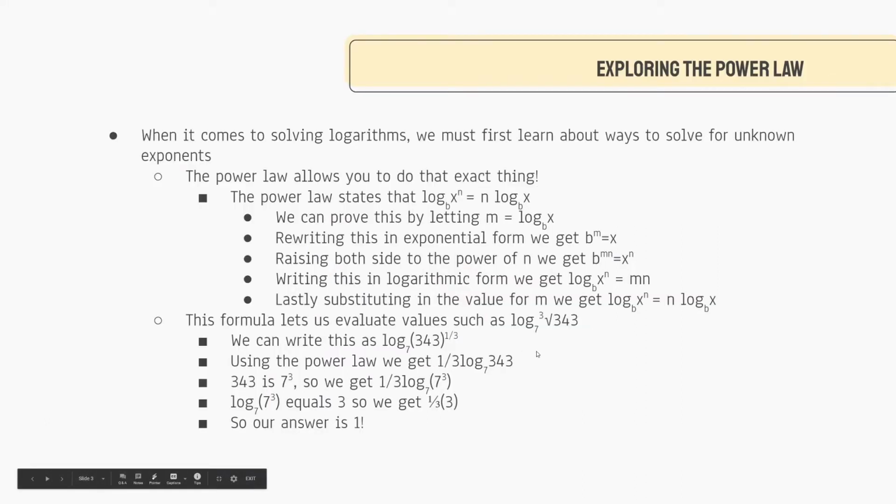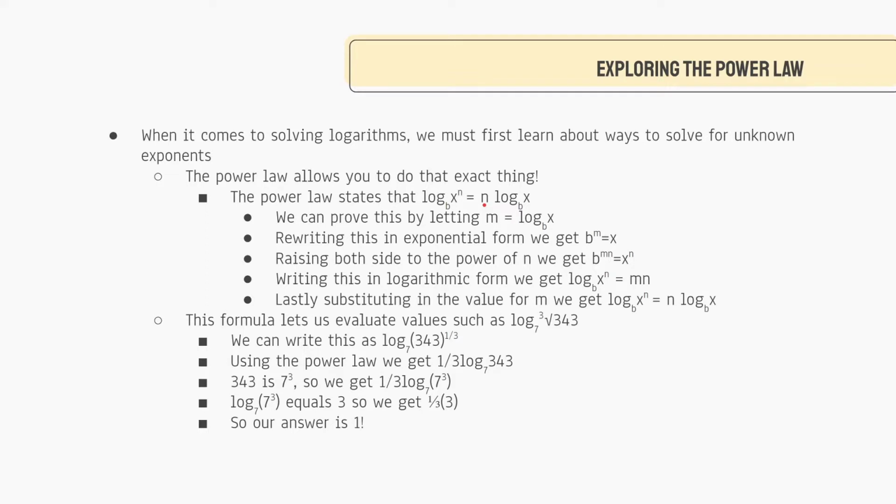Exploring the power law. So when it comes to solving logarithms, we must learn a way to solve for unknown exponents. So the power law allows you to do this exact thing. This is what the power law looks like. It is saying that log of x to the base b, when it has an exponent of n, can be rewritten as n times log of x to the base b. So we just took the exponent of x and put it in front of the log.